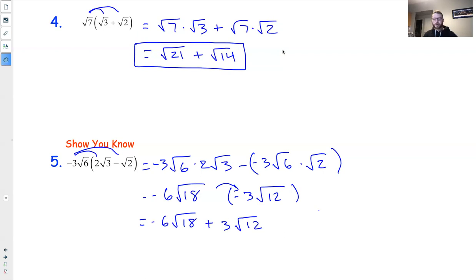Okay, at this point, I know that we need to simplify because 18 can be broken down into something simpler, right? Same with 12. So let's do that. To get 18, we have 2 times 9, and to get to 9, we have 3 times 3. Okay, so we have a pair there. So negative 6 root 18 becomes 2 times 3 times 3. And then I will do the same thing for 12. We get 2 times 6, and 2 times 3.